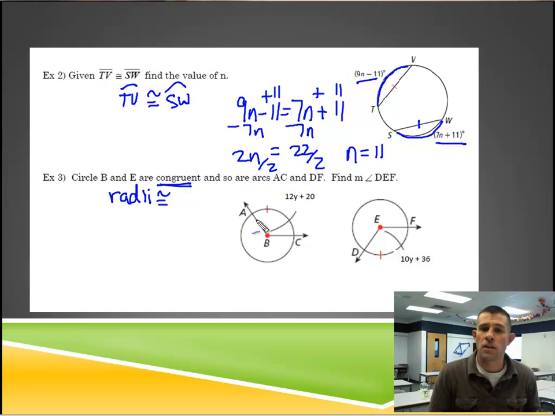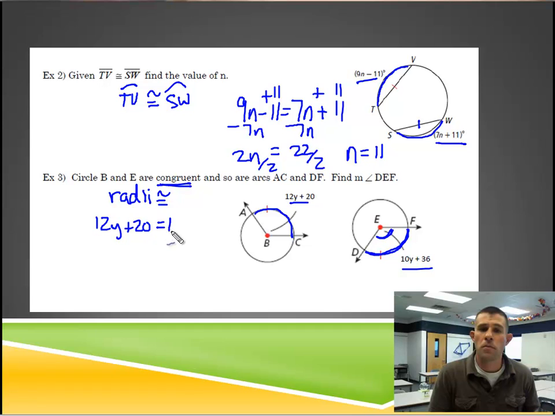It says, and so are arcs AC and DF. So here's arc AC, and here's arc DF. I want to find the measure of angle DEF. So DEF is the central angle. If I find the value of the arc DF, then I know the measure of that central angle DEF.